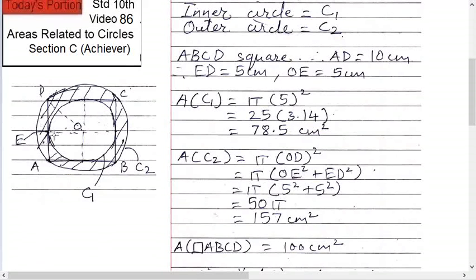So how to find it? OE you know and ED you know, right? 5, 5. So OD will be what? By Pythagoras theorem, because this is a right angle. OED is the right angle.